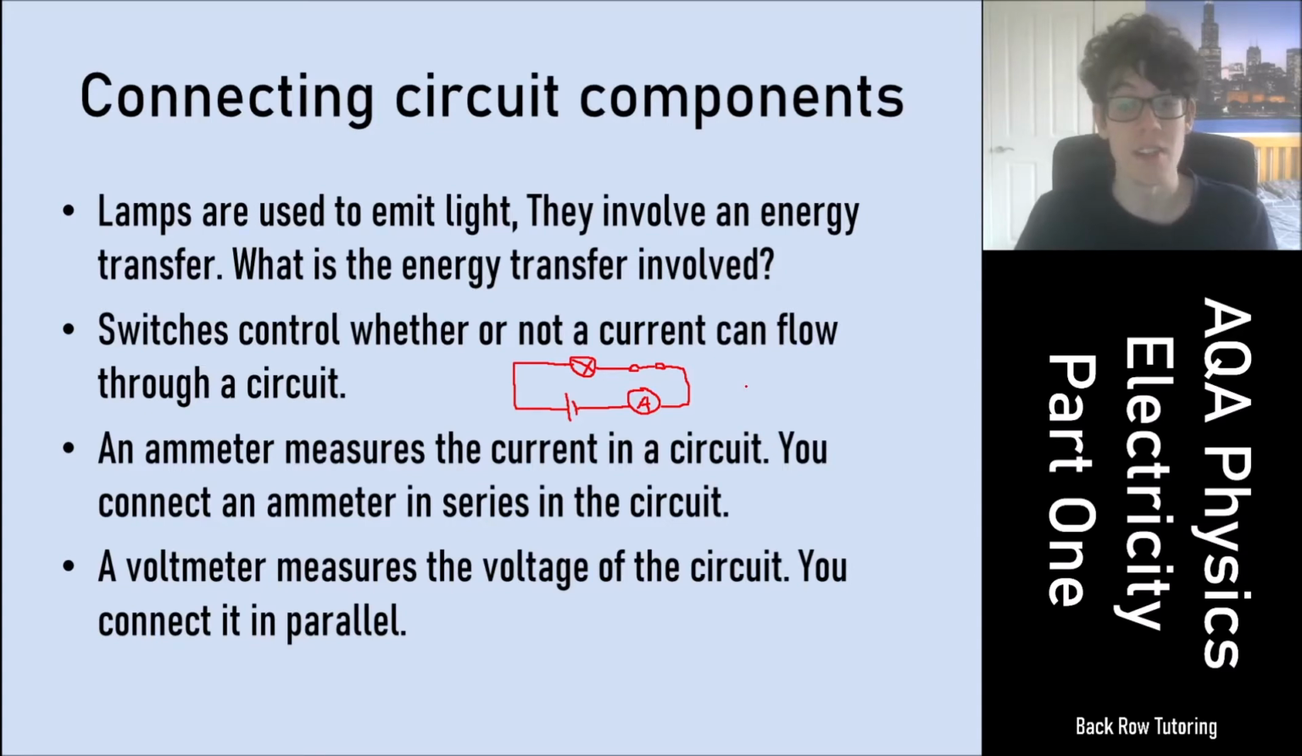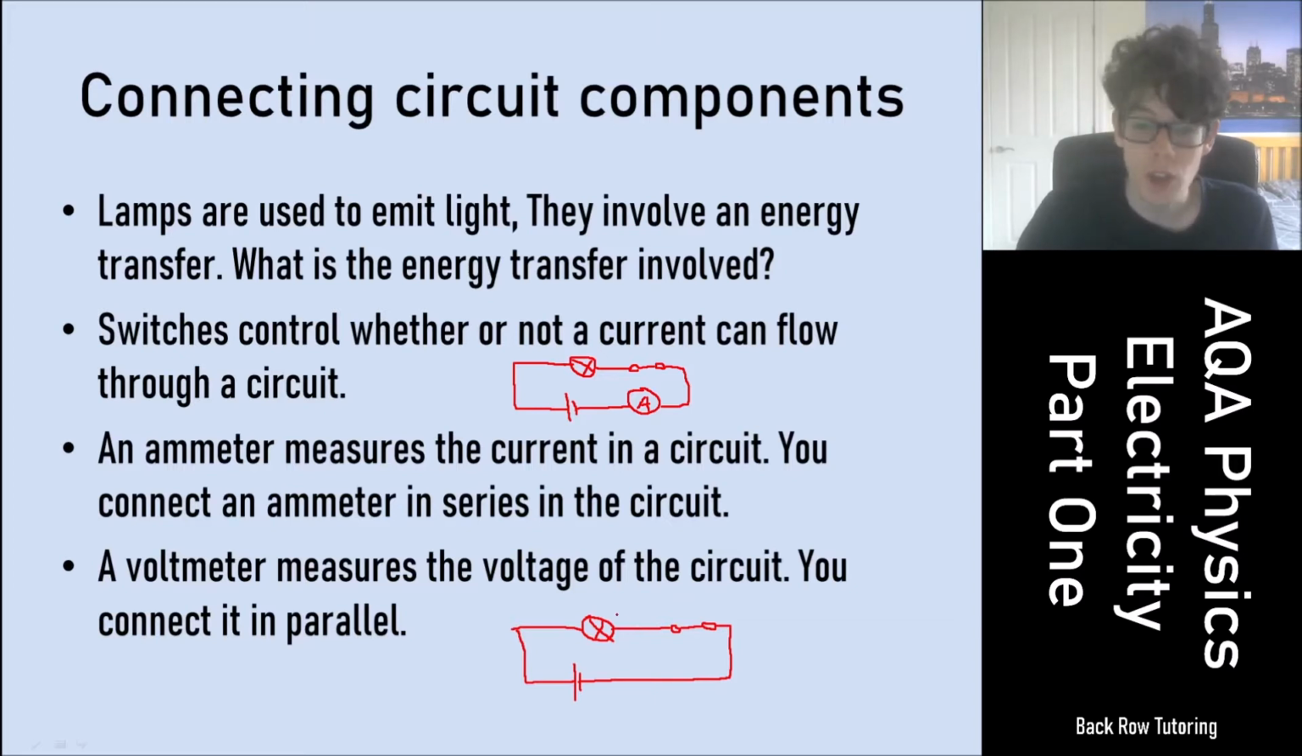A voltmeter measures the voltage of the circuit. You connect this in parallel. So again, let's just say you have the same circuit where you have a bulb, you have your closed switch, and you have your cell. Well, let's say you wanted to measure the potential difference or the voltage across the lamp or the bulb. What you would do is you would connect your voltmeter in parallel.